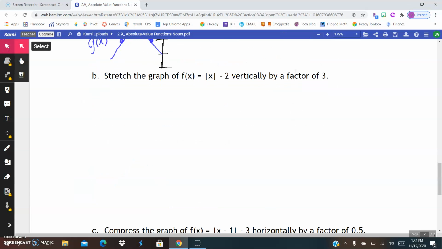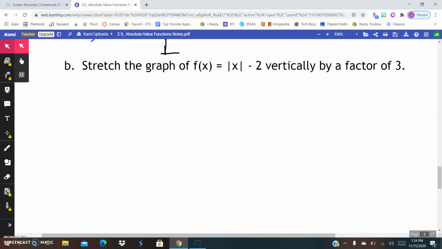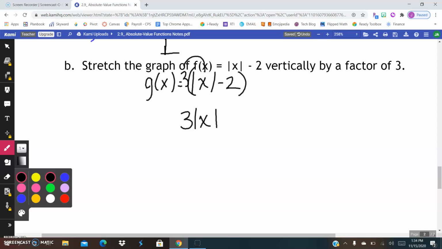Our next one, we're going to have to stretch the graph vertically. And if you remember the rule for that, we just take the factor and multiply it by the entire function that we are given. So we are going to have g of x equals the absolute value of x minus 2. That is our entire function, and we're going to times that by 3, which is our factor. So that's going to simplify to 3 times the absolute value of x, and then 3 times -2. So remember, we're distributing here. 3 times -2 is -6. So that would be our new g of x.